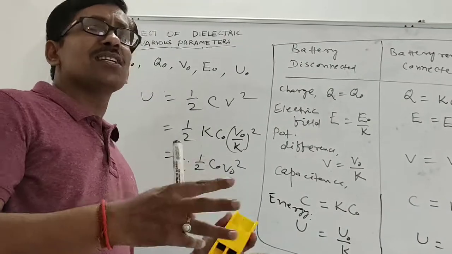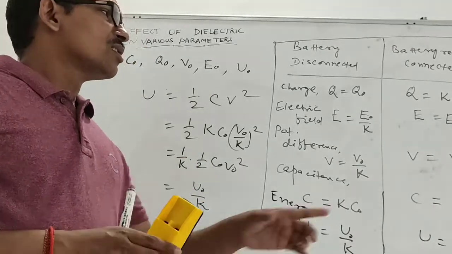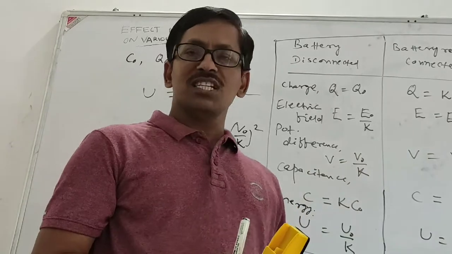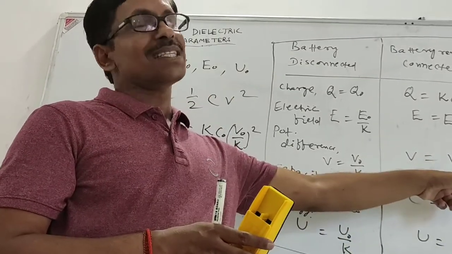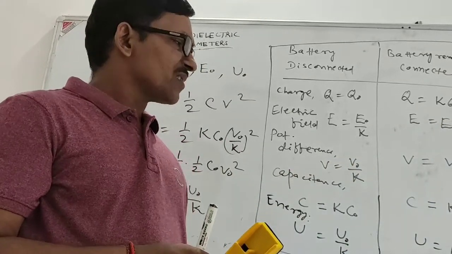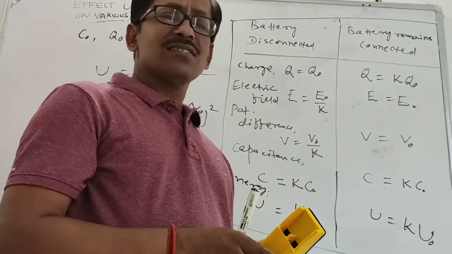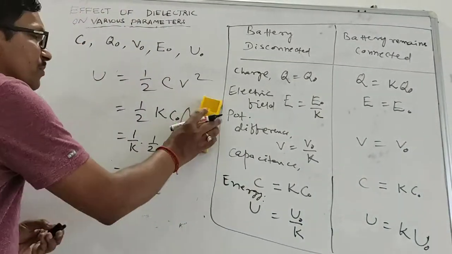Now what will happen when the battery remains connected? When the battery remains connected, the potential difference will not change because it remains connected. So V is equal to V0 as before. So E is equal to E0, the electric field will remain constant. And what about the charge? The charge becomes K times. How does the charge become K times?